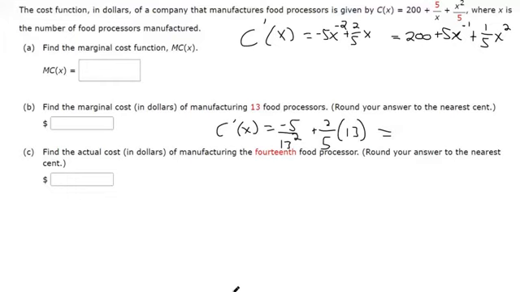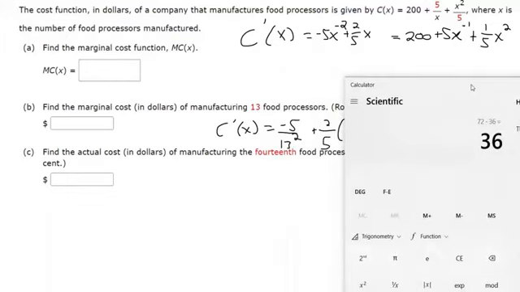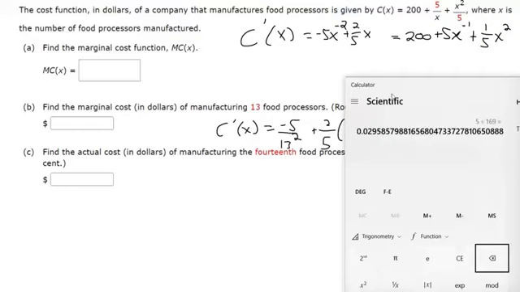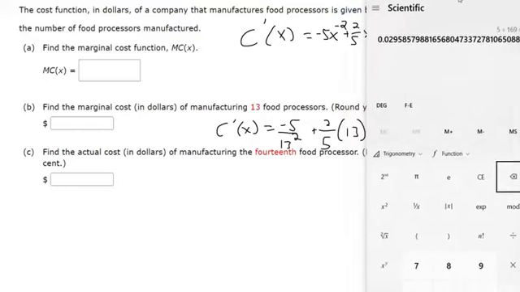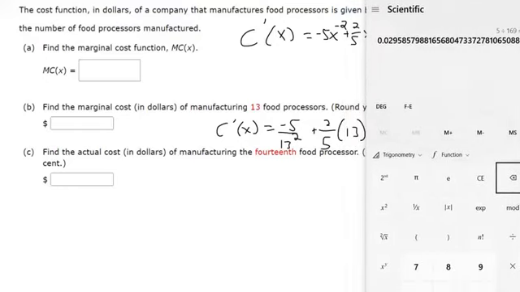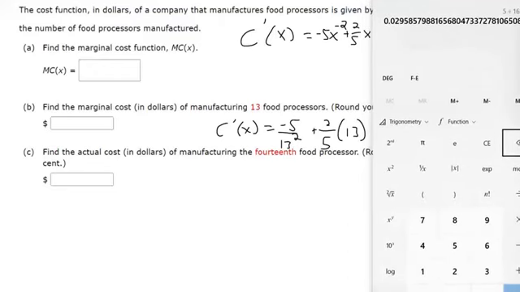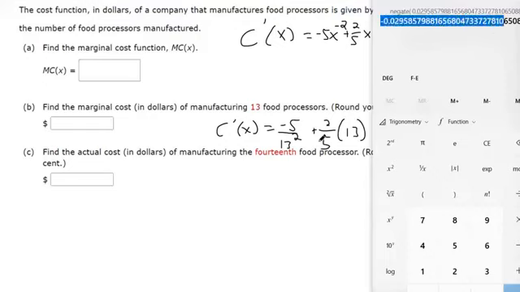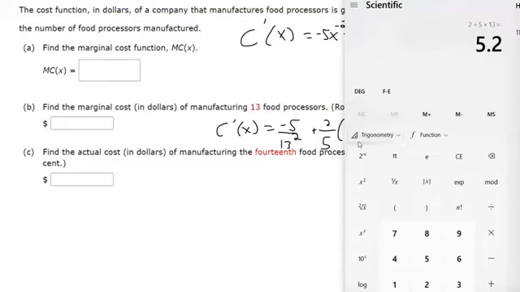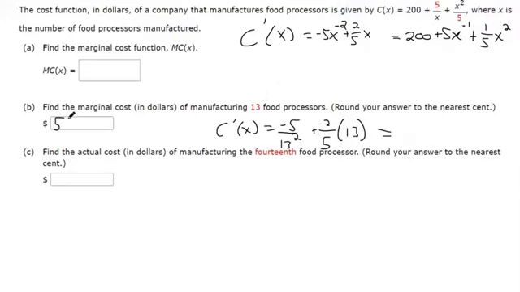And round your answer to the nearest cent, so we can use decimals. So we got 13 squared is 169, and 5 divided by 169 is, I just got to make sure that's negative. I dropped my negative sign. Okay, there's the negative. Now do 2 divided by 5 times 13, convert that to a decimal, and I'm adding those two terms. That's what I get in my calculator: 5.17 to the nearest cent, $5.17.